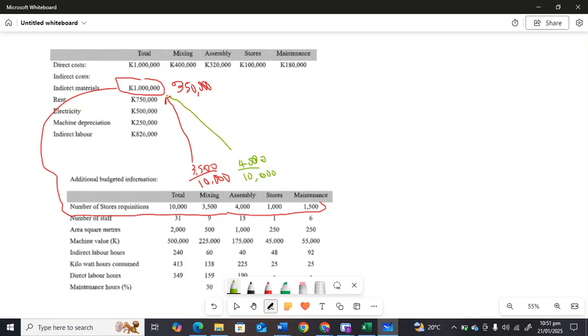4,000 over 10,000. One way to also make life easy, colleagues, we can convert these into percentages so that once they're in percentages, you just say, okay, this percent times that, you get the value. This percent times that. Is it okay if we convert them into percentages so that we make life easy? Or just like this is okay?